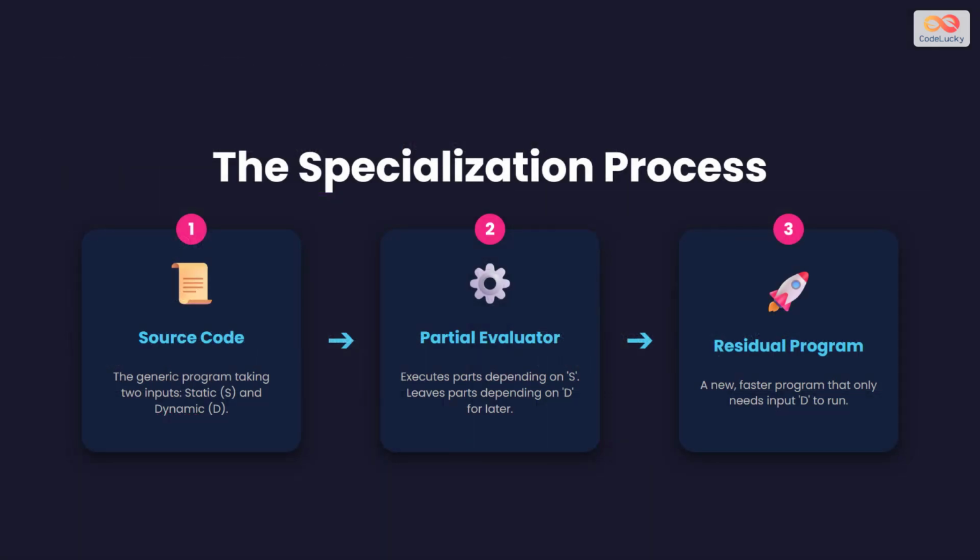Here is the workflow. We start with our generic source code. We feed this into a partial evaluator, along with the static data we know. The evaluator runs the parts of the code that depend on the static data, but pauses when it hits dynamic data. The output is a residual program, a new, leaner program that only waits for the final dynamic inputs.